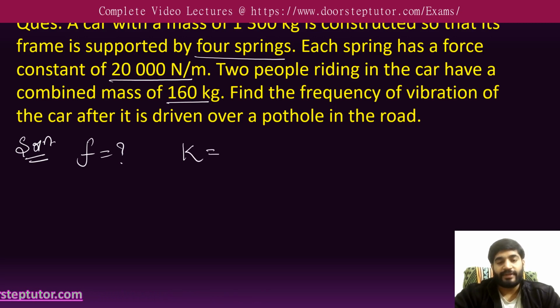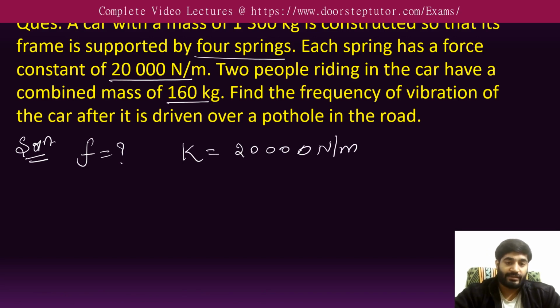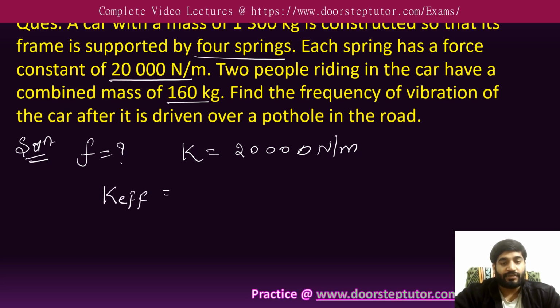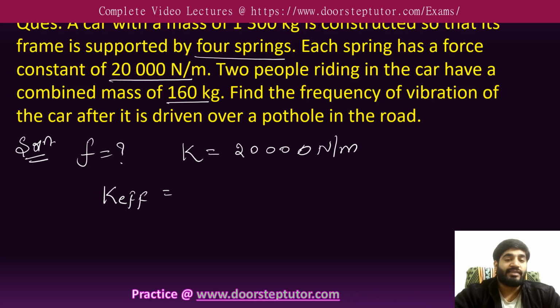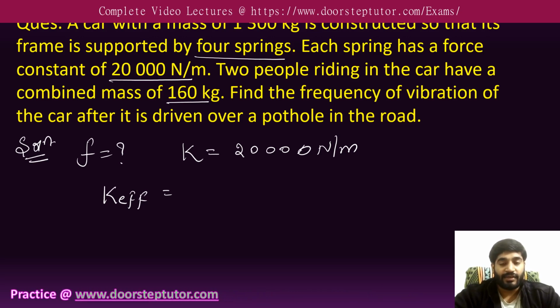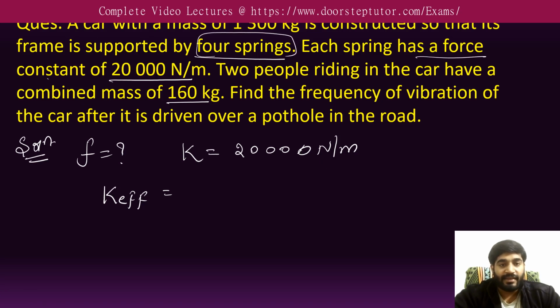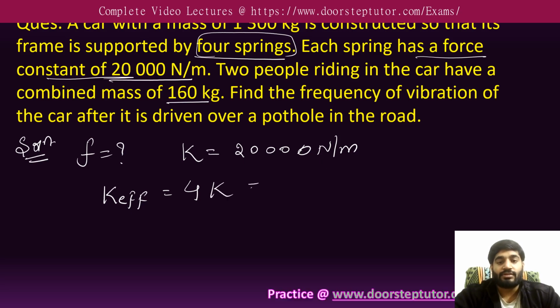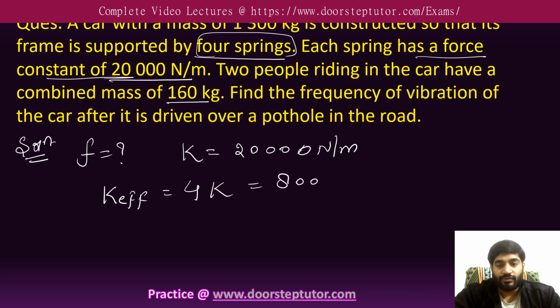Spring constant for one spring is 20,000 Newton per meter, but we have 4 springs. So your effective spring constant, I'm writing K effective, K eff, will be, see, these springs are exactly the same, so each has the same force constant. So can I say it is 4 times the one spring constant? So can I say it's 80,000, 4 twos are 8?